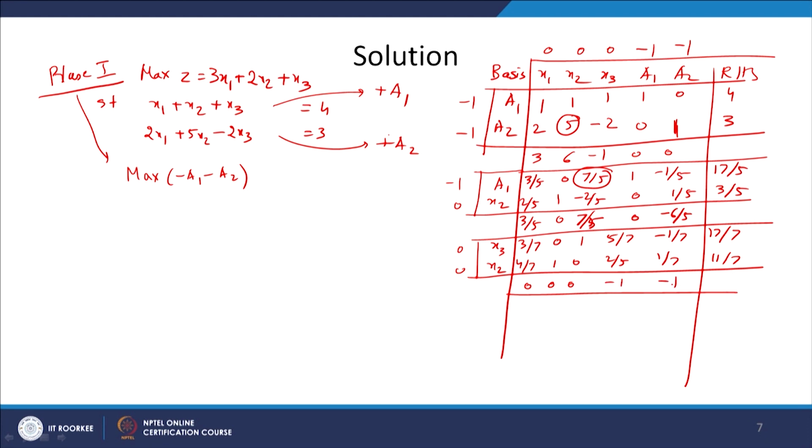Now, what does this show us? This shows that the stopping criteria is satisfied and since the stopping criteria is satisfied, therefore, phase 1 has been completed. So, phase 1 is complete. Now, using this BFS, we can start phase 2 and in phase 2, we will use the same basis and at the same time we can forget about A1 and A2 and the simplified table looks like this.